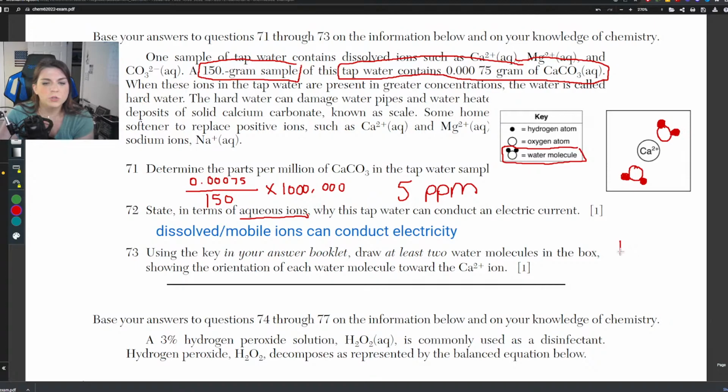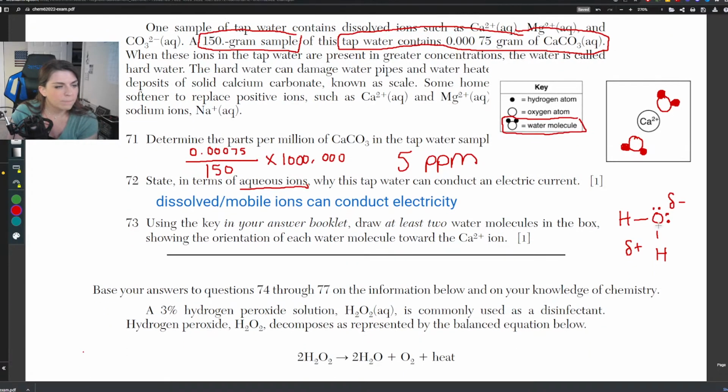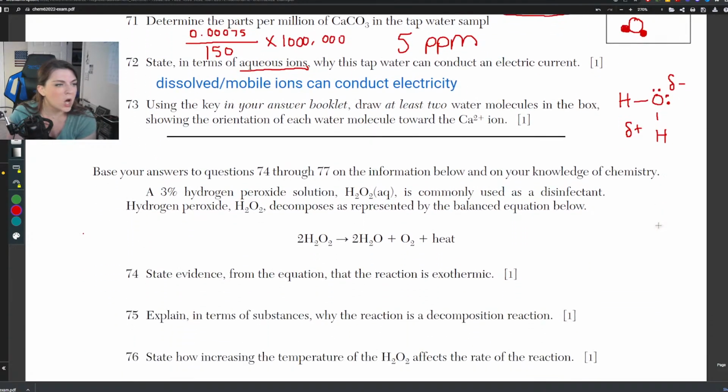So if we were to look at a water molecule, let's look at the Lewis structure just for a quick second. This is that big atom, and the hydrogens are the 2 little ones. This is the partial negative, and this is the partial positive, and they just want you to point out that the calcium is going to attract the oxygen side of the molecule. Okay, moving right along.